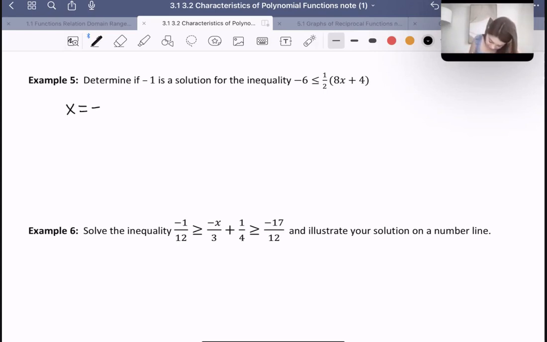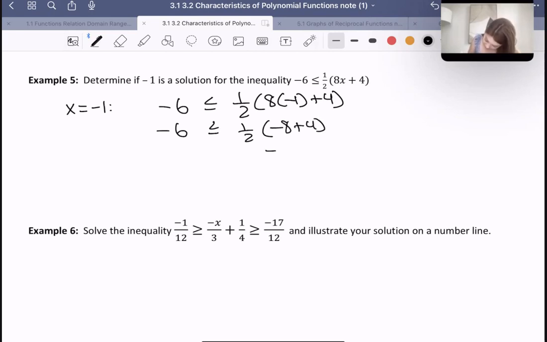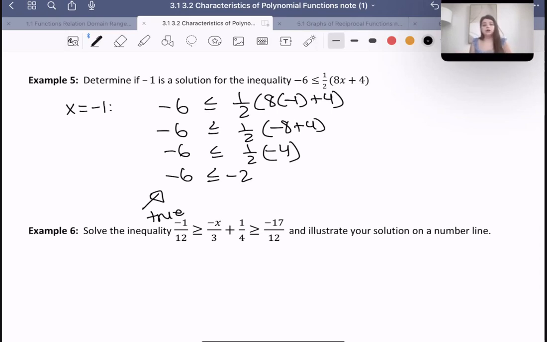If we plug in x is equal to negative 1, we're going to get negative 6 is less than or equal to 1/2 times 8 times 1 plus 4, and that's the same as negative 8 plus 4, which is negative 4, which is negative 2. So we end up with negative 6 is less than or equal to negative 2. Now, this is true. This is a true statement. So therefore, x equals negative 1 is a solution.